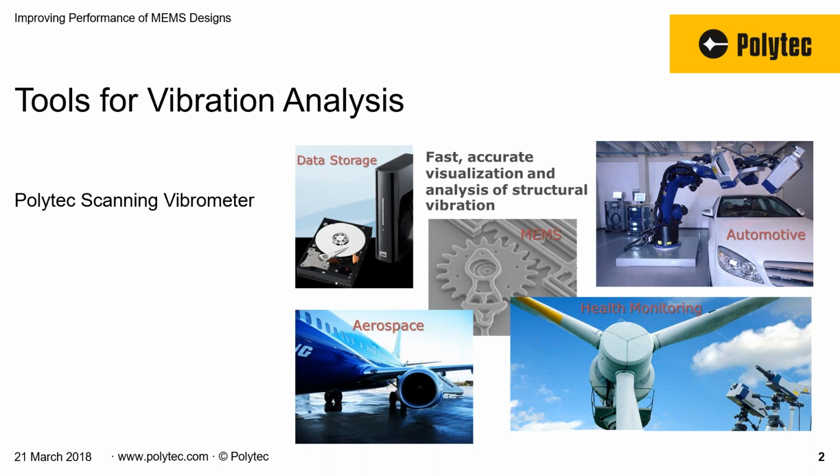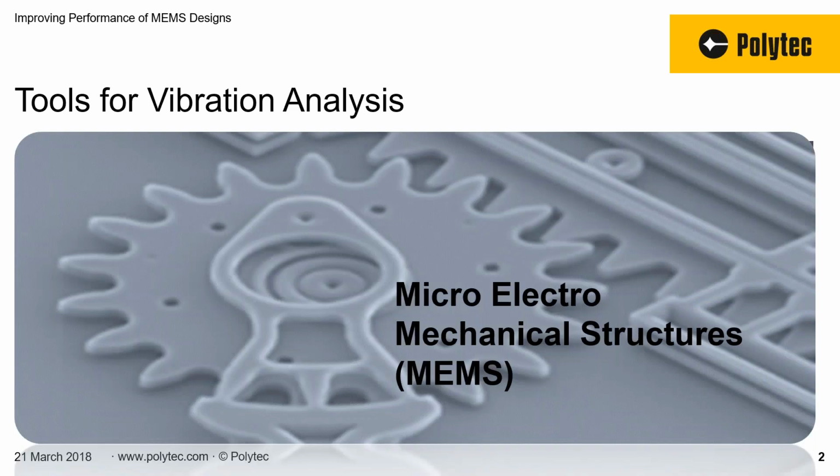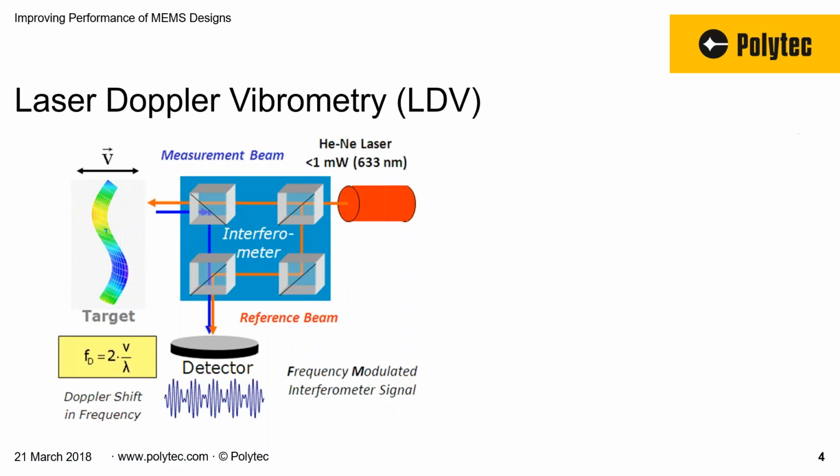For structures that are difficult to reach, like wind turbines for health monitoring, it's an advantage to use a laser to measure those. And for measuring small structures, like MEMS and data storage, the only technique you can use is non-contact, for measuring really small devices. So for this webinar, what we're talking about is Micro-Electro-Mechanical Structures, or MEMS, and doing the dynamic characterization of these.